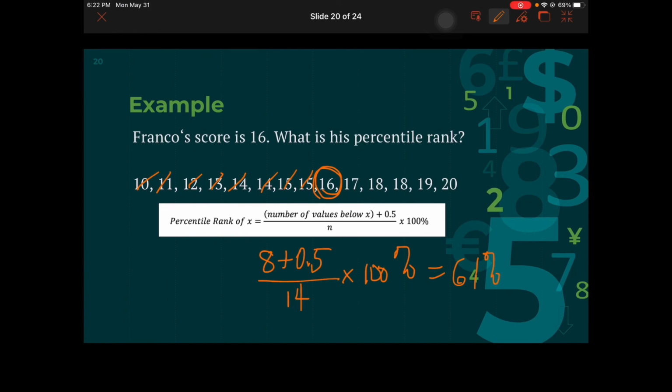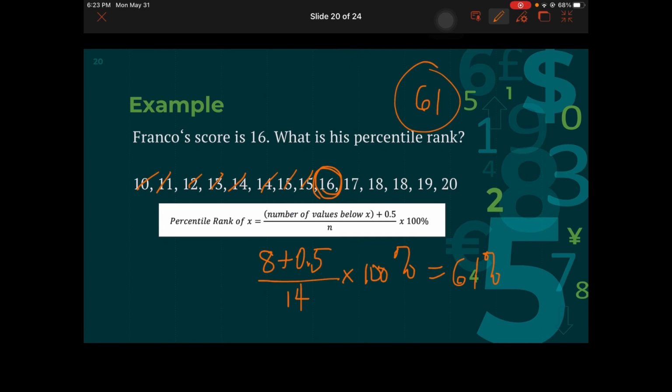So, that means Franco's percentile rank is 61. Or, his score is higher than 61% of his class. Now, how do we use this pertinent information? Or how do we answer several questions if we have this type of information?